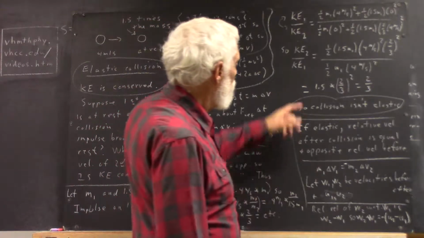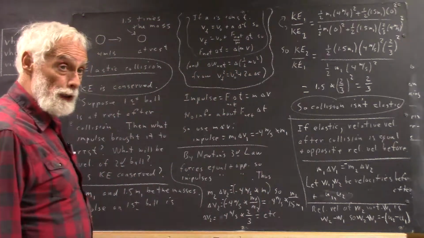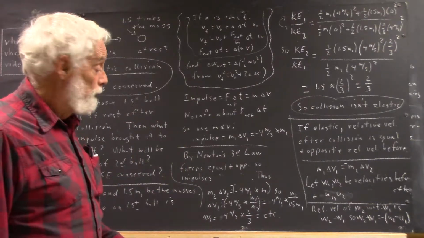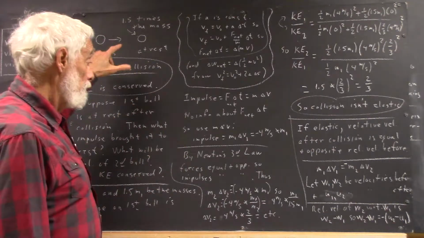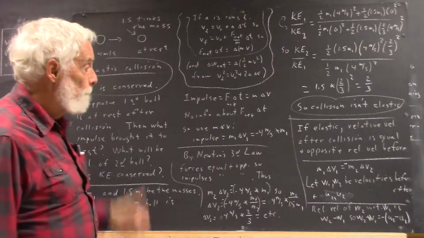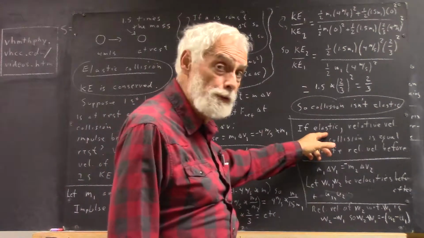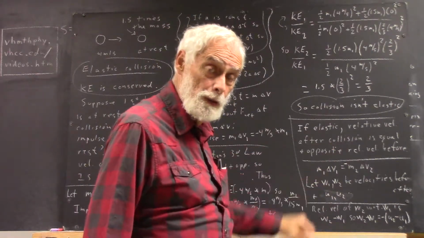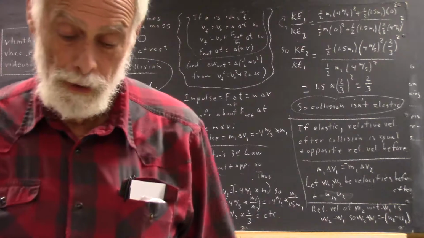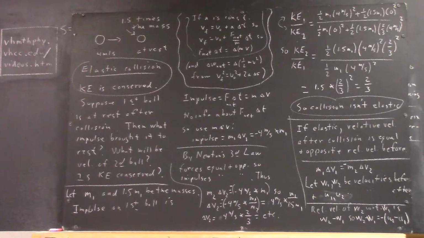Okay, well now we want to analyze what would happen with the same initial velocity and the same masses. Same initial velocities, this one at rest, this one at 4 meters per second, same ratio of masses. What would happen if the collision was elastic? So we want to talk about what that means, and relative velocities and a couple of other things so we can get a handle on the elastic collision.